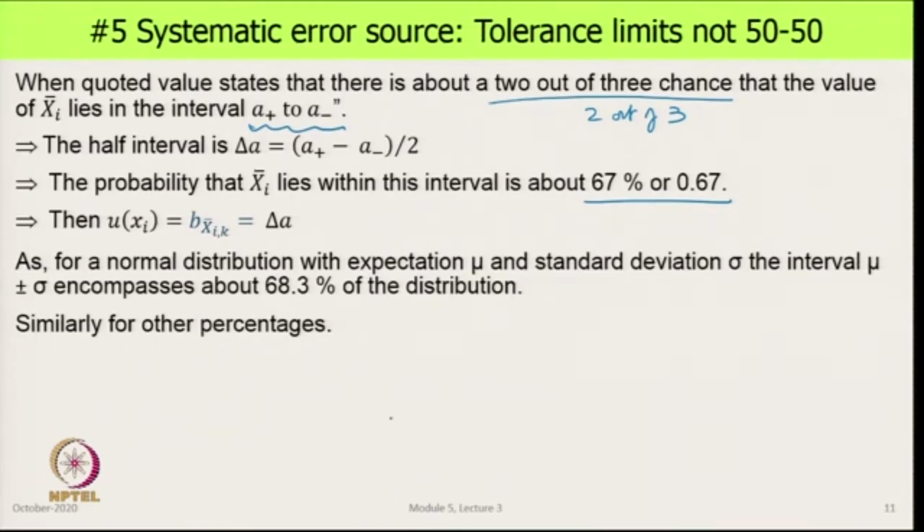And if you look at the normal distribution, the multiplication factor for this is 1 sigma, if you want to look at it that way. So then the elemental systematic standard uncertainty on this count is 1 times the half width of the interval, 1 times delta A.